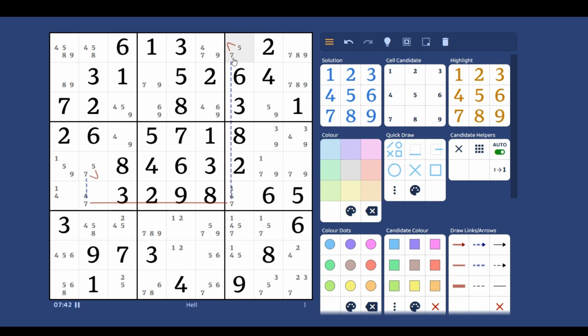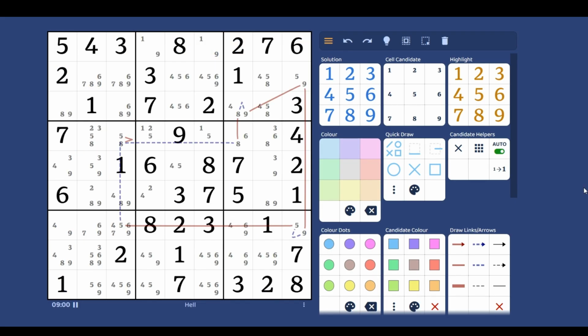So this specific one would be a W wing, actually. And in this case, this 5 sees both ends of the AIC, so it could be eliminated. So nothing too interesting there. With strong discontinuous loops, the relationship with AIC isn't quite as obvious, but it's still relatively trivial.